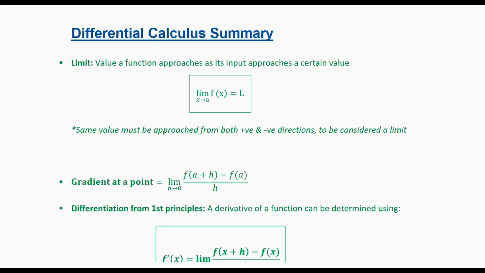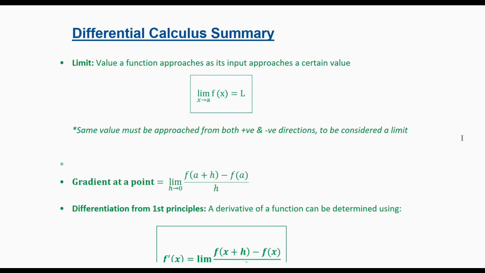And it's important that the same value of L be approached from both the positive and the negative directions for it to be considered a limit. Otherwise, the limit at that a value doesn't exist. Then I showed that to determine the gradient at a point along a curve, you could determine it using this equation, which uses the basic calculation involved for calculating a gradient, but makes use of this h term, which represents the difference between 2 points, but then for a single point, h would be 0. So by applying the limit formula to this formula, you can determine the limit value as h tends to 0.